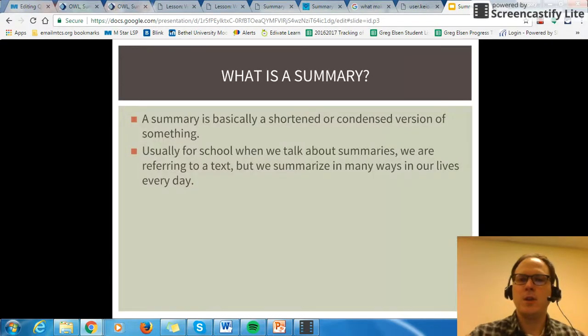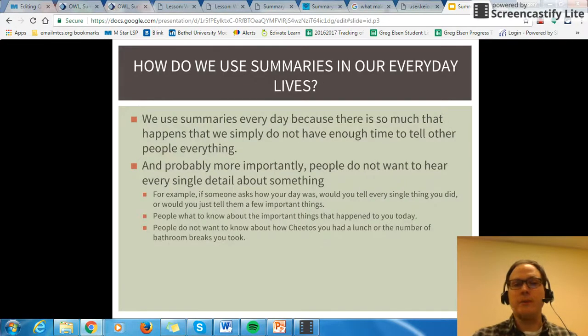Today we're going to talk about summarizing, and specifically we're going to focus on what is a good summary. So let's start with what a summary is. Basically, a summary is a shortened or condensed version of something. Usually when we're talking about summaries in school, we're talking about a shortened version of a text, but we use summarizing in a variety of ways throughout our lives, and we use it almost every day.